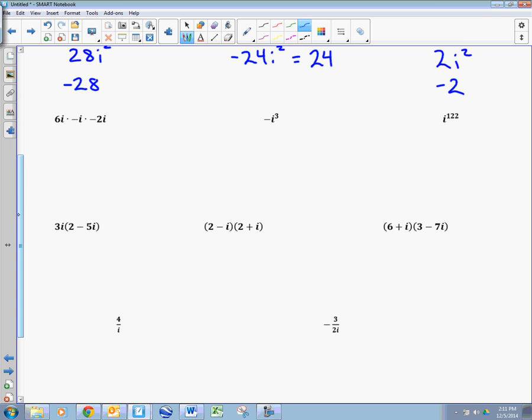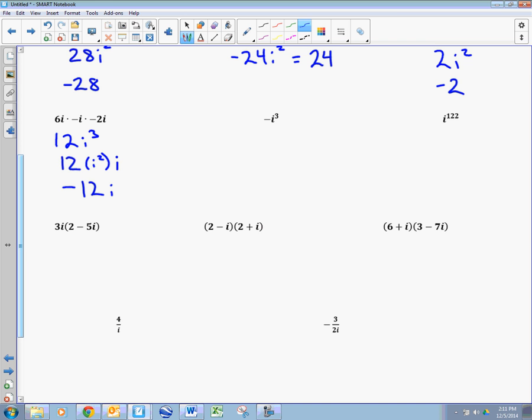6i times negative i times negative 2i. Positive 12i cubed. What to do, what to do, what to do? i cubed is the same as i squared times i, correct? What is i squared? Negative 1. So therefore, we have negative 12i. Is that clear?